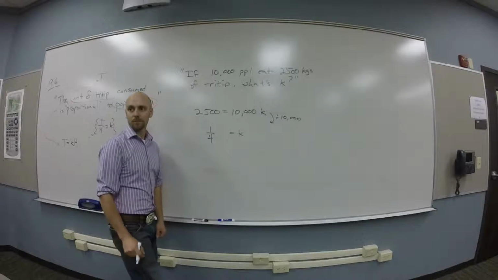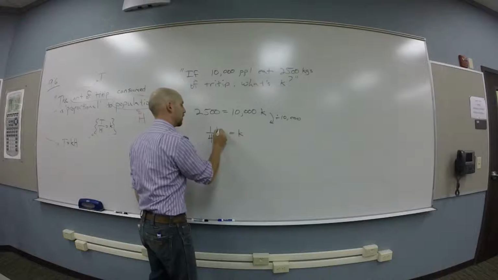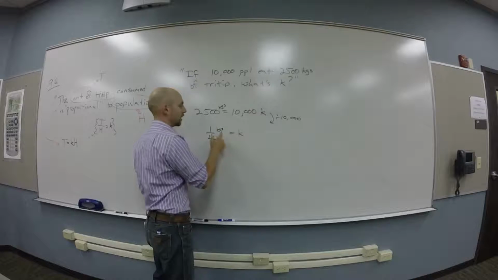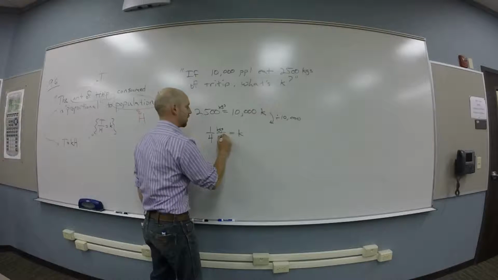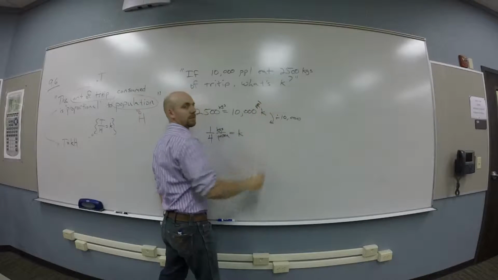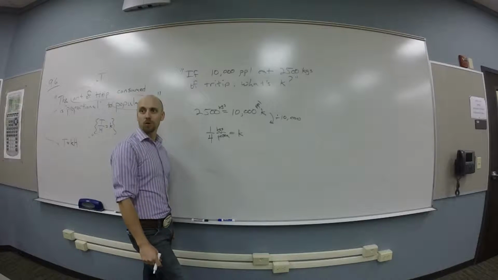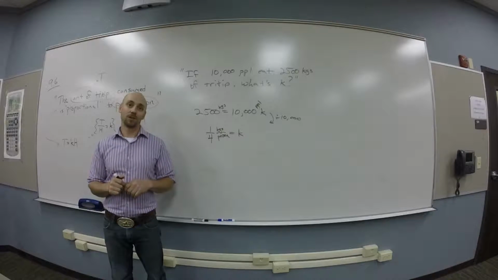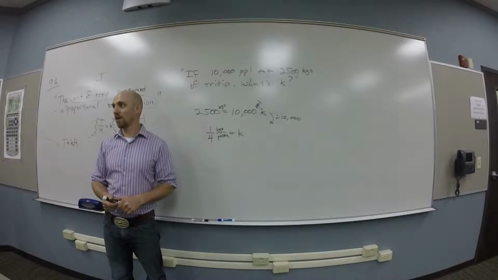Kilograms? Close. That 2,500 was in kilograms of tri-tip, right? Kilograms per person. I took kilograms and divided it by 10,000 people, so my answer is kilograms per person. So what does a 1/4 tell you? It tells you that a person needs about a 1/4 kilogram of tri-tip.